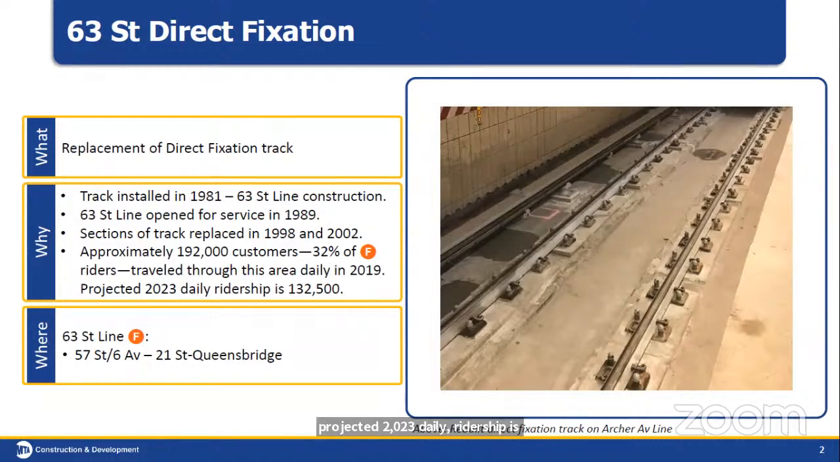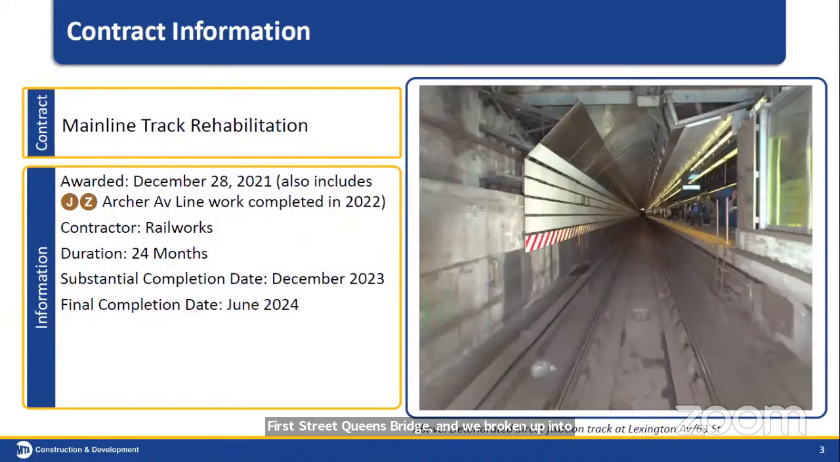And this work will be on the 63rd Street line, the F line between 57th Street, 6th Avenue, and 21st Street, Queensbridge. And we've broken it up into phases to try to make it a little less painful. So the mainline track rehabilitation contract was awarded in December of 2021, also including work on the JZ Archer line, which was completed in 2022. We also did similar work on the E line, finished in 2020 with a different contractor.